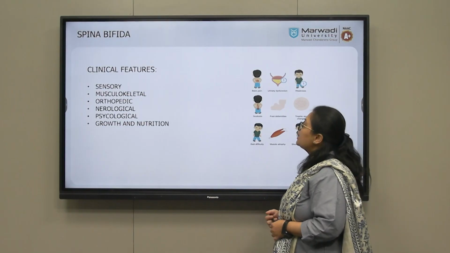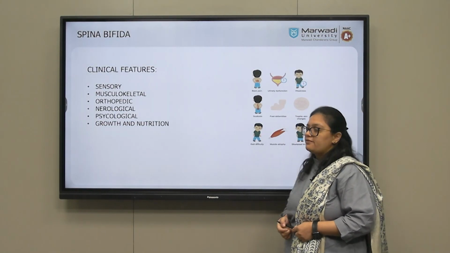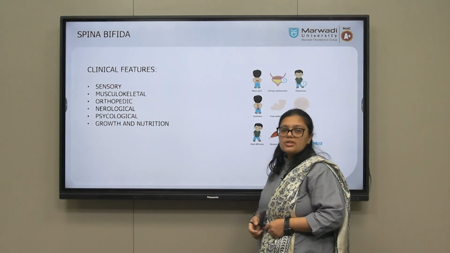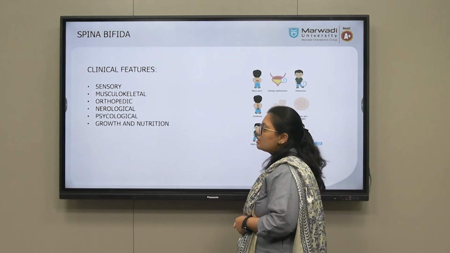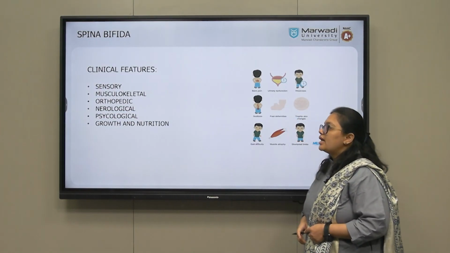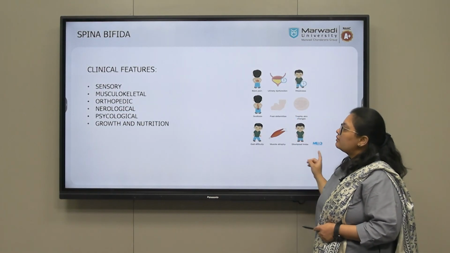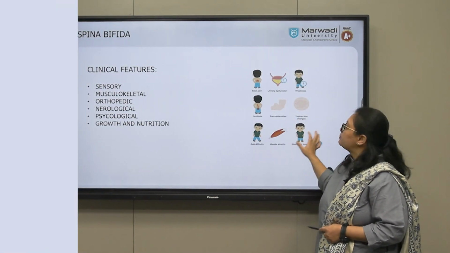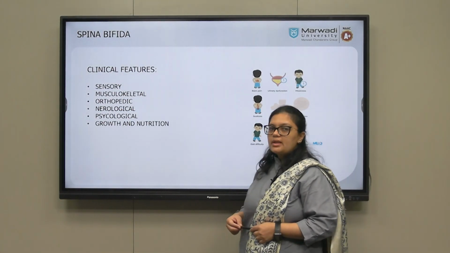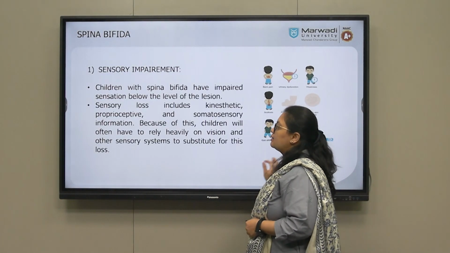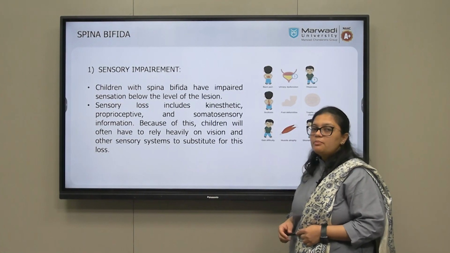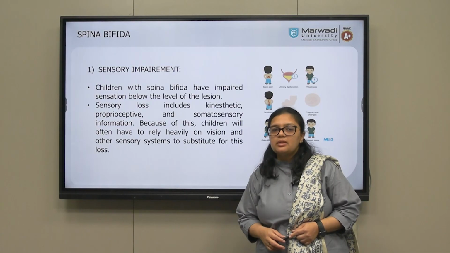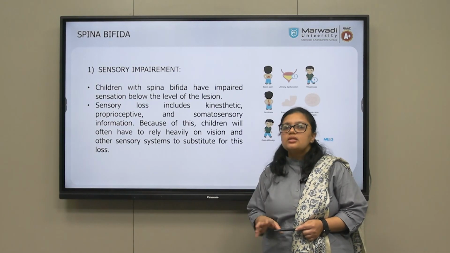Now what can be the clinical features if you have spina bifida? The common clinical features that we see are sensory, musculoskeletal, orthopedic, neurological, psychological, growth and nutrition. Now we will see each of the clinical features in detail. So let us look at all the clinical features in detail. The first one is the sensory impairments. So when we think of sensory impairments, we know what we understand by the term sensory. That means the sensations of your body.